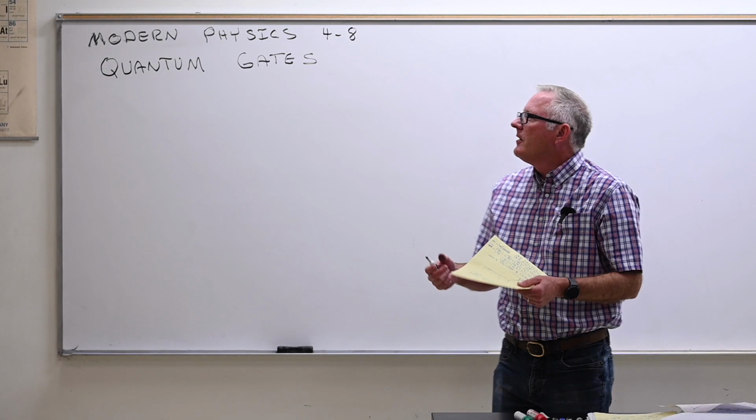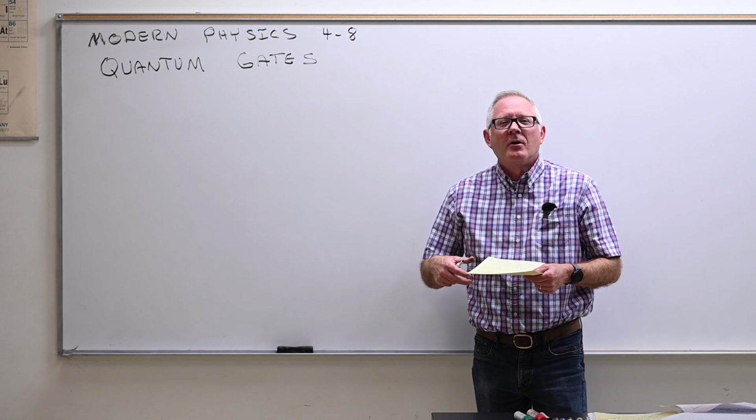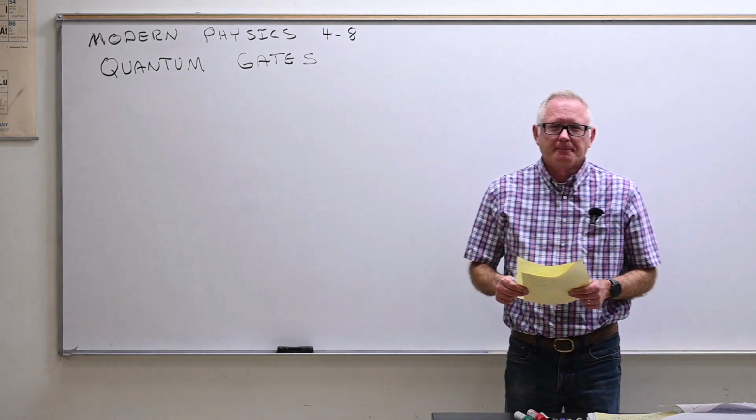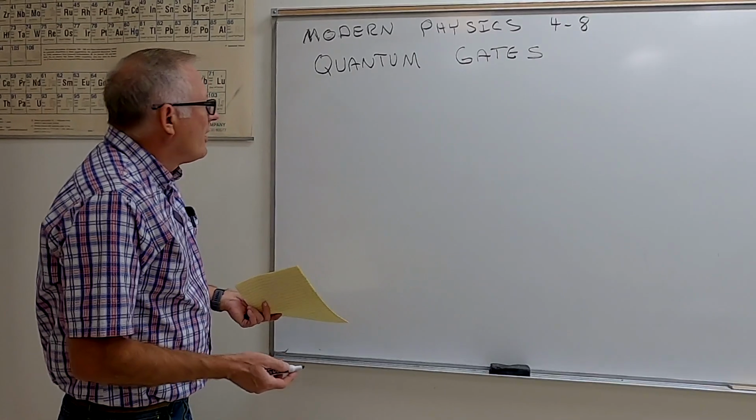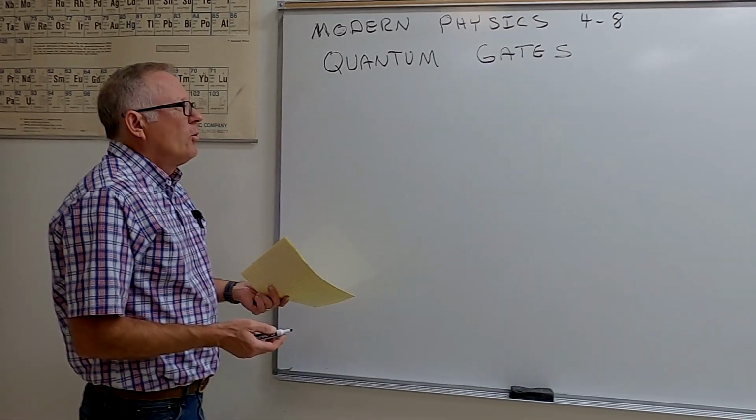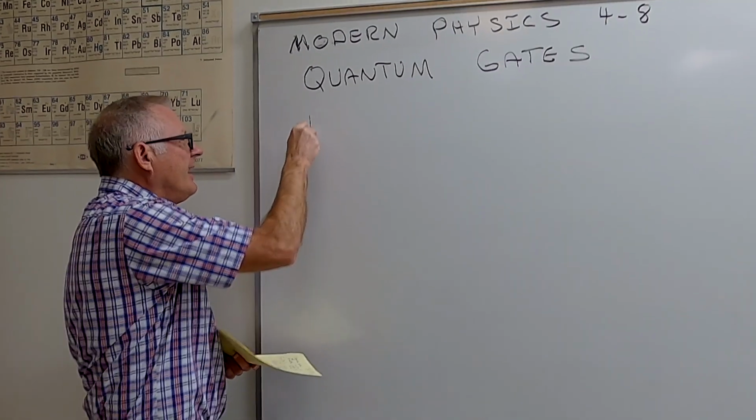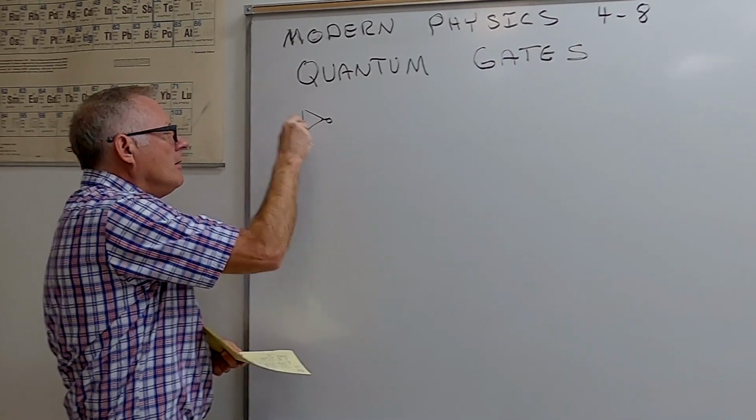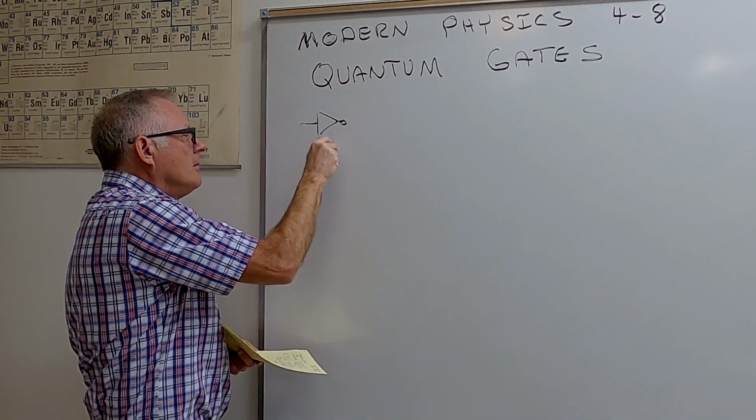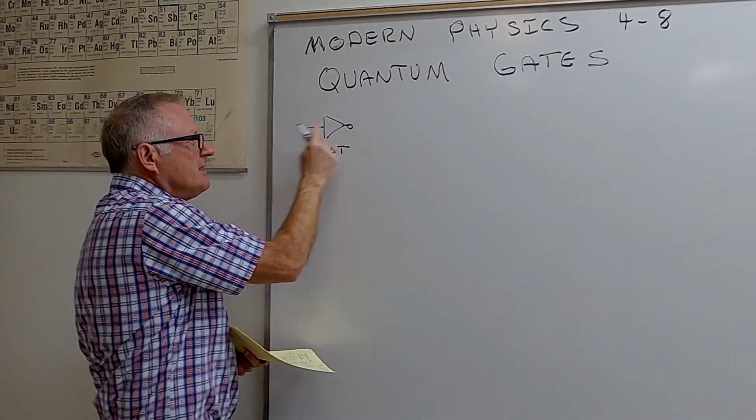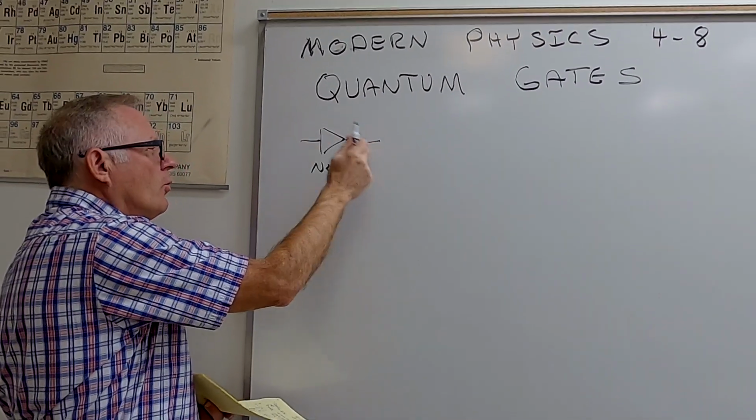So in this video, I just want to go over some quantum gates. A few lectures ago, we brought up classical gates. We brought up something called the NOT gate, which said if this was a 0, that was a 1. If this was a 1, that was a 0.